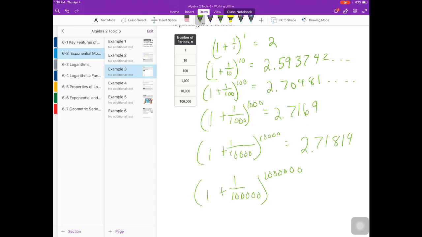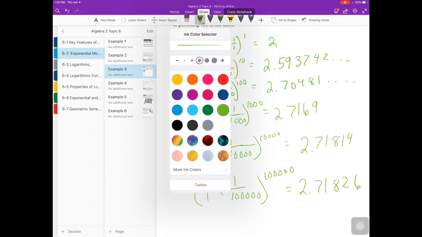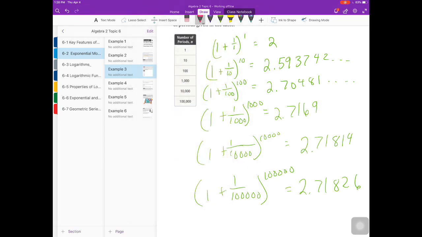oops, I think I've put too many zeros on that. 100,000, there we go. We're going to get 2.71826. Okay, now if you did it to like 1,000,000, you would actually still get pretty close to this number right here. This number is a special number. This number right here is called the natural base.